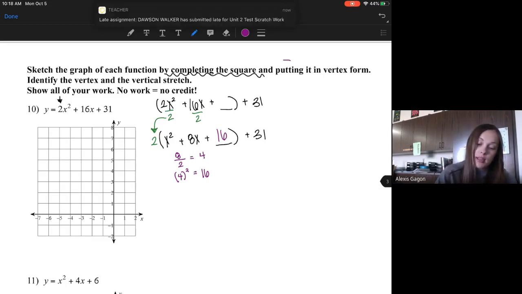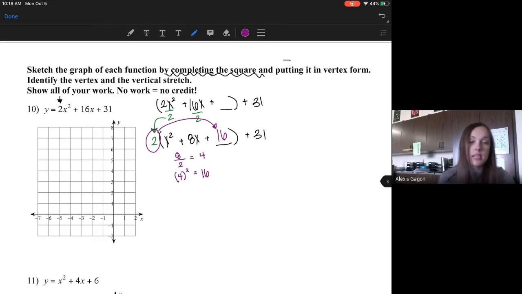But if we look at this, we have this 2 here. I really added more than 16, because when we simplify this out, I'm going to end up multiplying that 2 in. Well, 2 times 16 is 32. So I really added 32 there, which means that to undo that addition of 32, I need to subtract 32. That was kind of a weird step. Are there any questions with that?